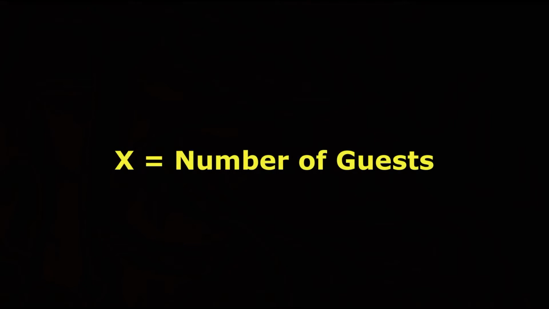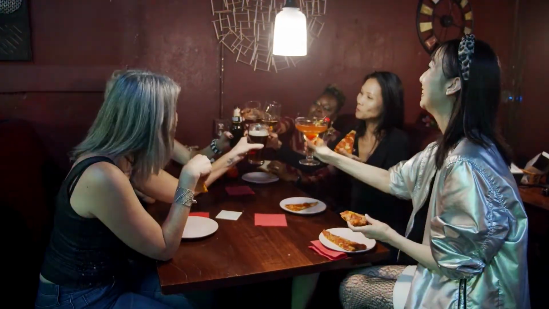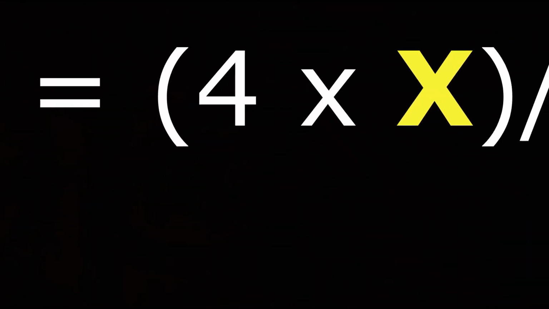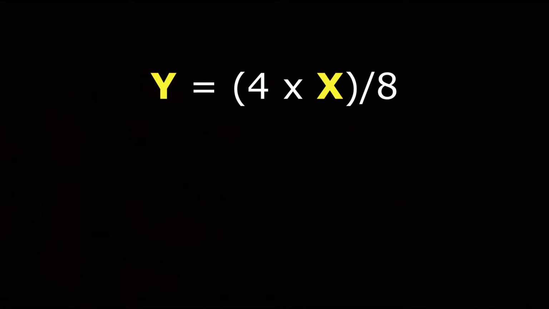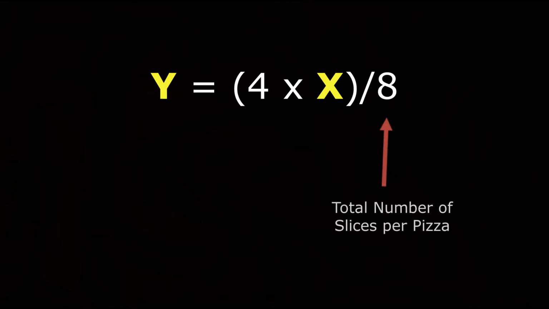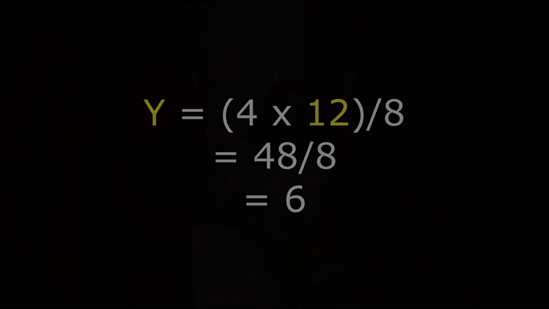The number of slices per pizza and the maximum number of slices that each guest is expected to eat are fixed in our example, so we won't assign variable labels to those values. The equation we wind up with is y equals 4 times x divided by 8. In this equation, 4 times x is the total number of slices to be eaten, and 8 is the number of slices per pizza. Entering the variable values into our equation gives us y equals 4 times 12 divided by 8, or 48 divided by 8, which equals 6 medium pizzas.